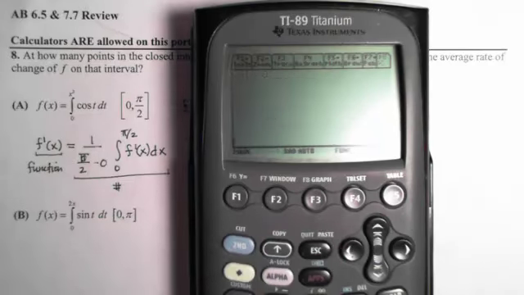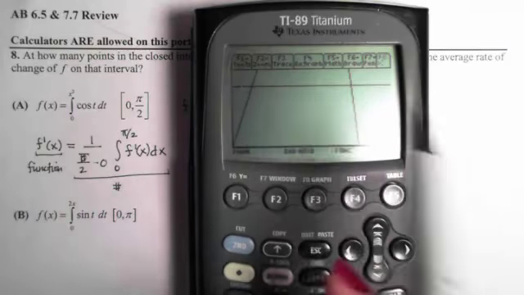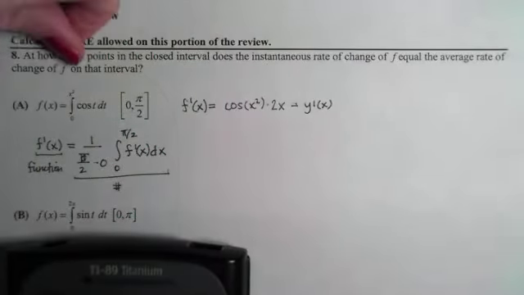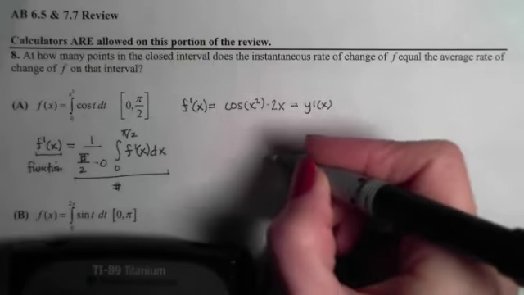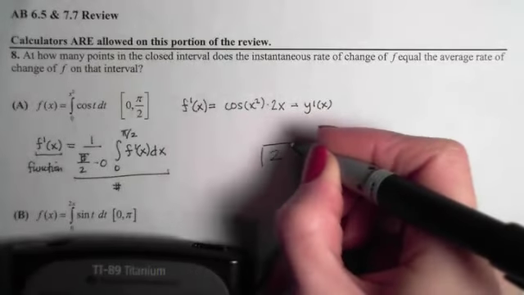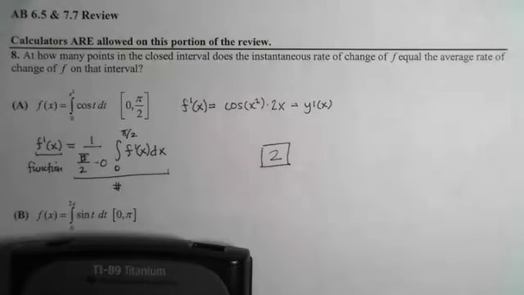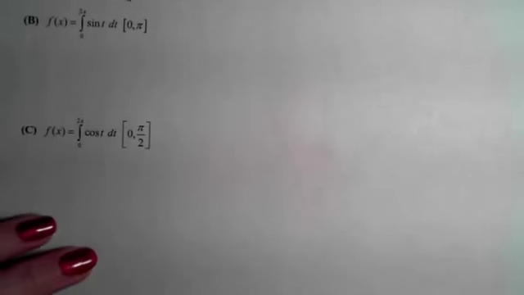So now if I graph, we can see there's that instantaneous rate of change. And then here comes the average rate of change. And we can see that we got 2 intersections. So the instantaneous rate of change equaled the average rate of change twice on that interval. So let's try the next one.